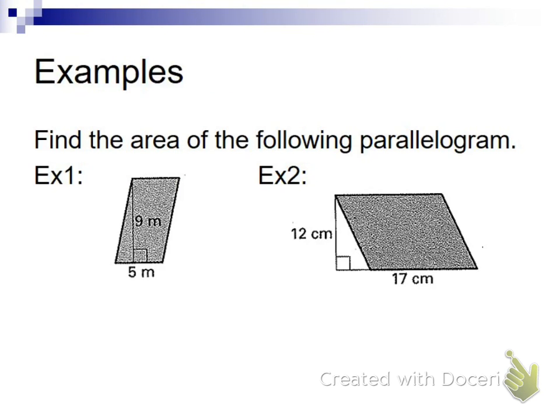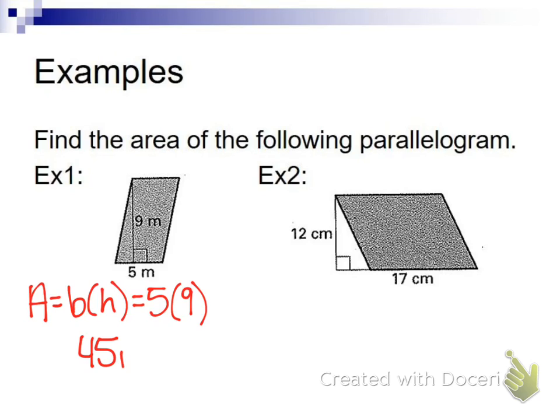All right, our examples are already on your paper for you. So on example 1, what formula am I using? Base times height, still B times H. What is my base? 5. And my height is 9. And if I take 5 times 9, I get 45, and my units would be meters squared. That's all we're doing, finding the area of a parallelogram.